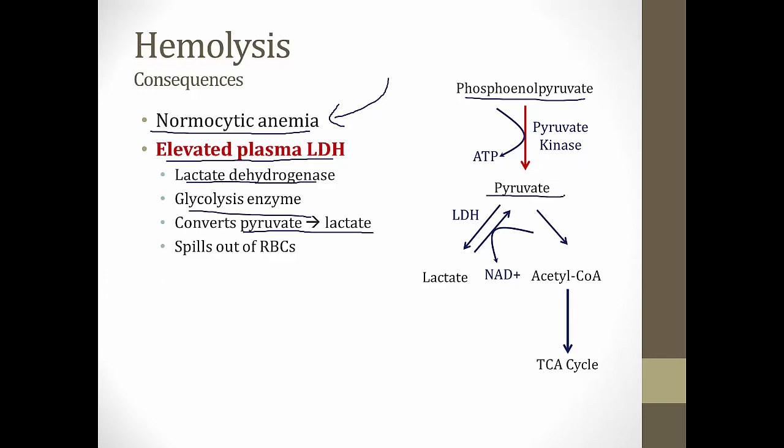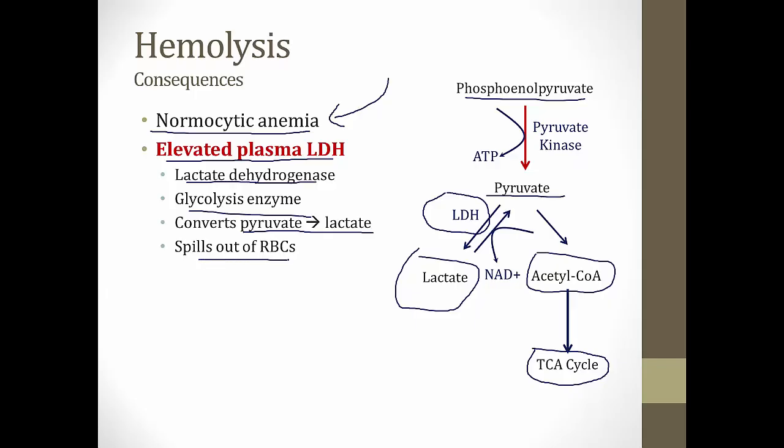Now many cells will convert pyruvate into acetyl-CoA, which will enter the TCA cycle, which will then generate energy using oxidative phosphorylation. But red blood cells lack mitochondria, so they cannot perform oxidative phosphorylation. So they convert lots of pyruvate into lactate. This means that they have lots of LDH inside of the cells, and this will spill out of red blood cells when there is hemolysis, and this will generate a high plasma level of LDH in the setting of hemolysis.